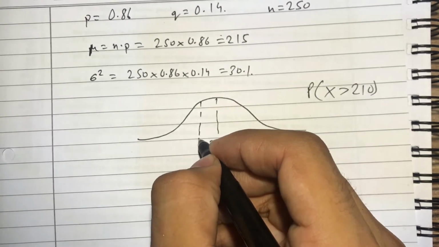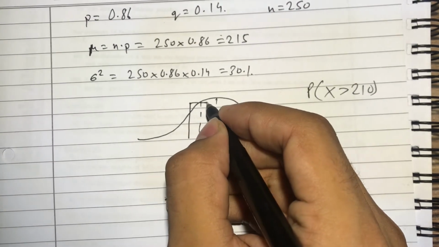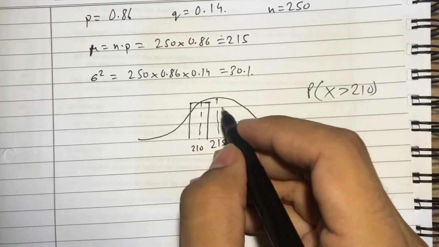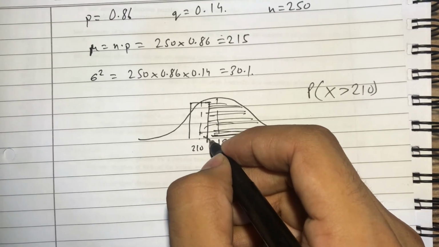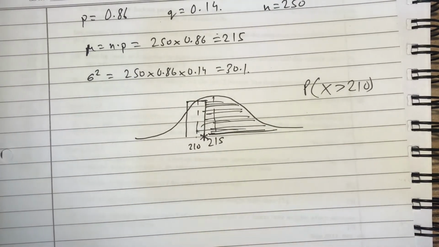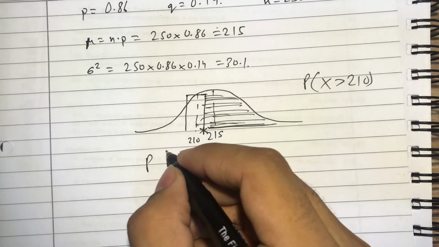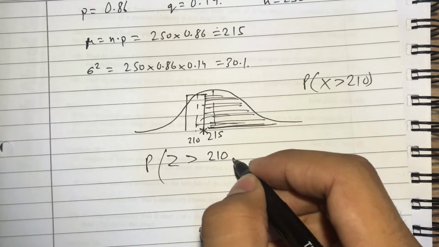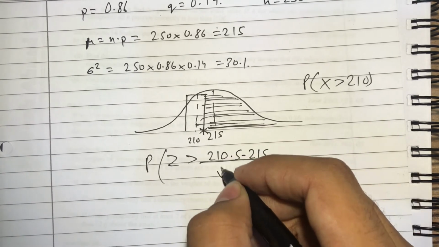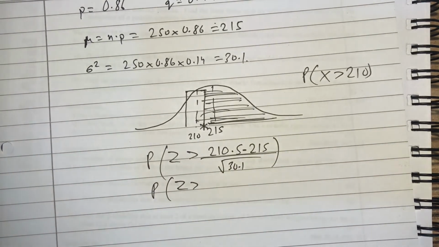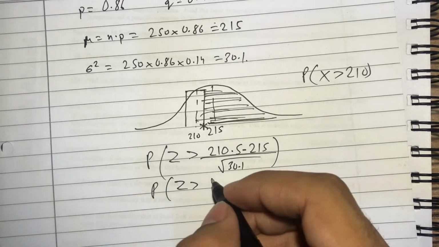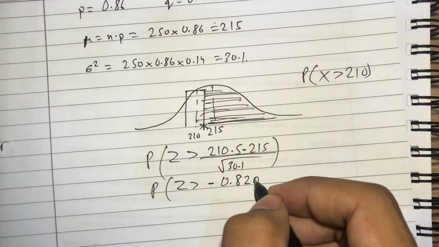Will be somewhere over here, let's assume. So this will be the bar for 210. To find the probability of x greater than 210, right? So this region. This point will be 210.5, right? So when I am standardizing it, I'll have z greater than 210.5 minus 215 upon root of 30.1. This is less than 0.8202.